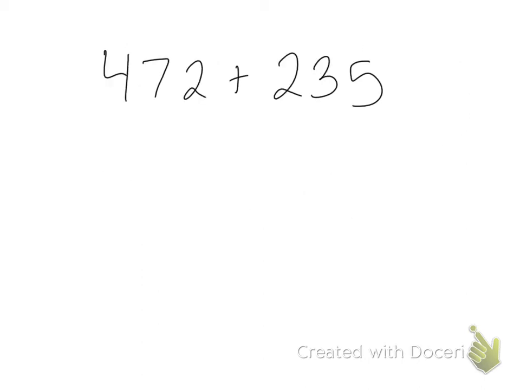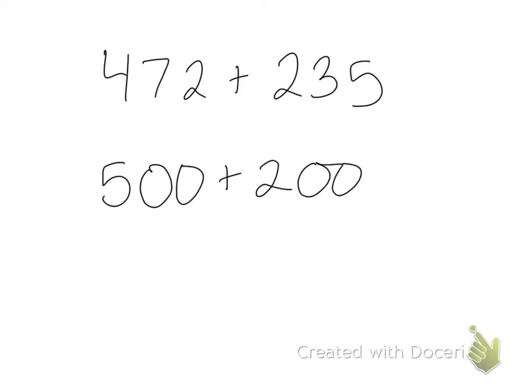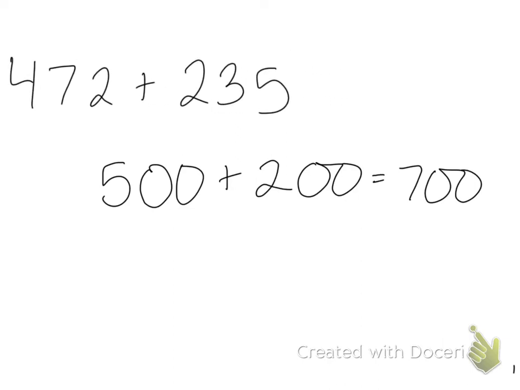All right, what about 472 plus 235? So let's first round the numbers to the nearest 100 to estimate the sum. So 472 rounds up to 500, and 235 rounds down to 200. So 500 plus 200 equals 700. So let's check and see what our actual answer is.